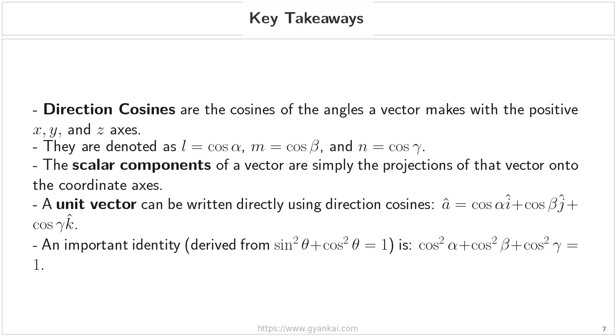Finally, I want to leave you with a very important mathematical identity. Based on the fundamental trigonometric identity, where sine squared theta plus cosine squared theta equals 1, we can derive that the sum of the squares of the direction cosines is always equal to 1. In other words, cosine squared alpha plus cosine squared beta plus cosine squared gamma equals 1. All right, let's take a moment to wrap up everything we've covered in this lesson by reviewing our key takeaways. Now, before we finish, let's look at some common pitfalls to avoid so you can ensure your calculations are always accurate.